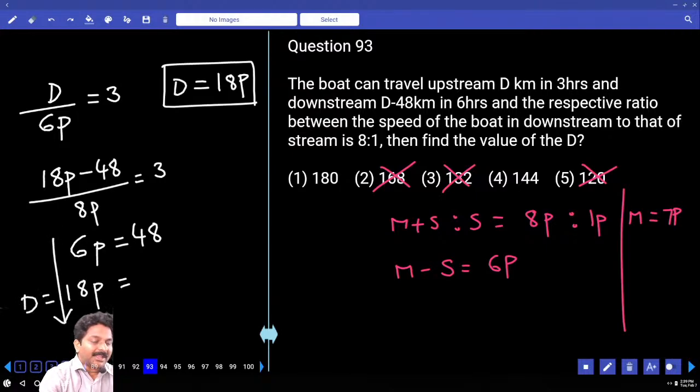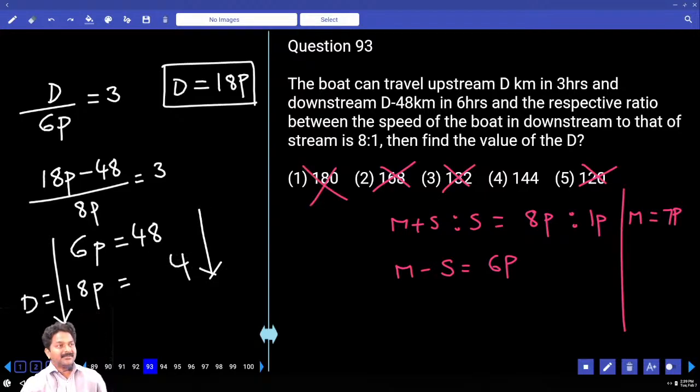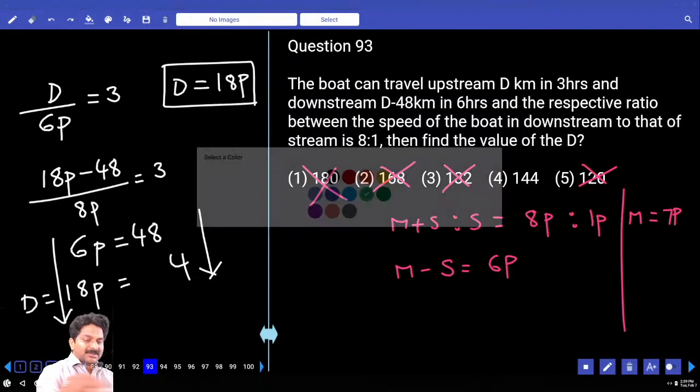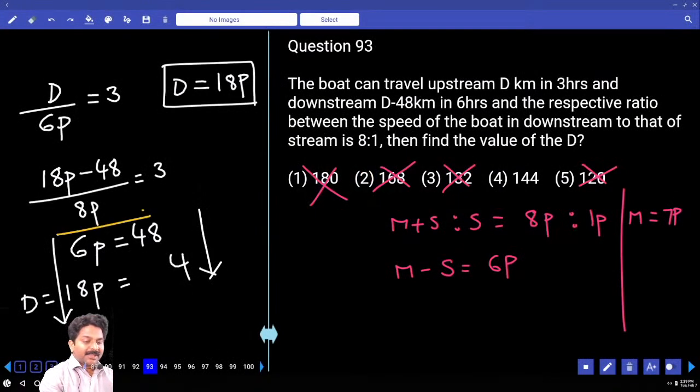Vertical relation, how many times? 3 times. 48 three times ends with, first cannot be your answer. You can even go with horizontal comparison also, no problem. 6, how many times? 18, 8 times? 144.